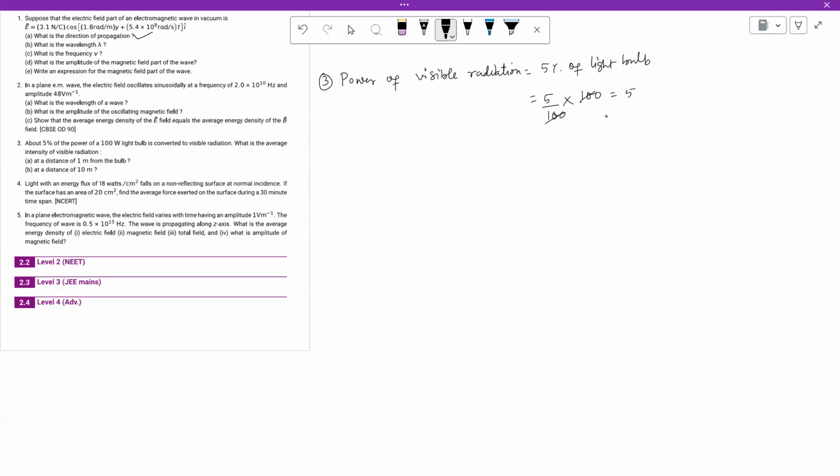Yes, sir. Now we know this power, and we have to calculate the intensity at a distance of 1 meter from the bulb. Intensity is power by area, right? So the power we have calculated, that is 5, divided by the area. For a 1 meter radius, what would this area be? This is pi r square, right? So this is 5 divided by pi and then 1 square. So this is 5 by pi watt per meter square. This is the intensity or flux, right?